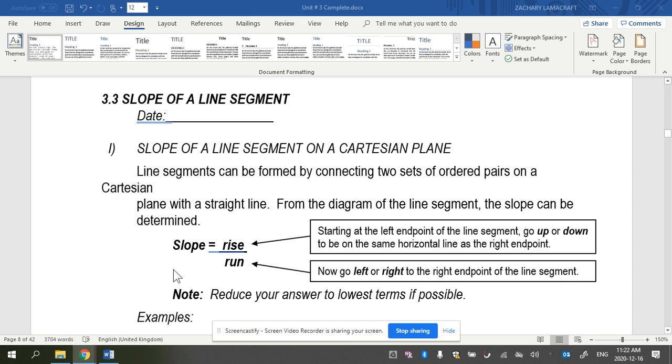So slope of a line segment is what we're dealing with next. This will be the last lesson that pertains to your assignment tomorrow, okay? So when you're at home tomorrow, you will have an assignment, and it's solely based on 3.1, 3.2, 3.3 assignment/quiz. This is the last lesson that deals with this information, okay?